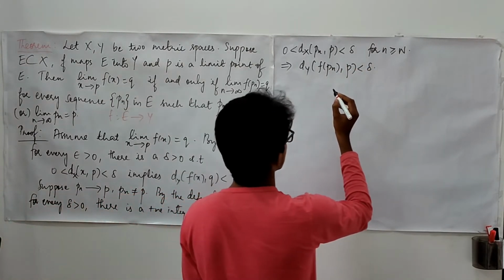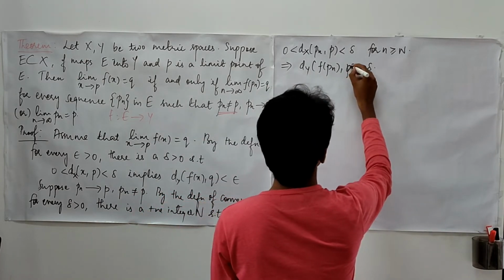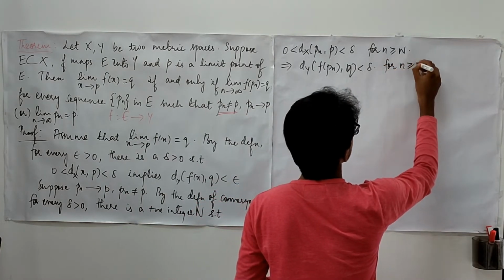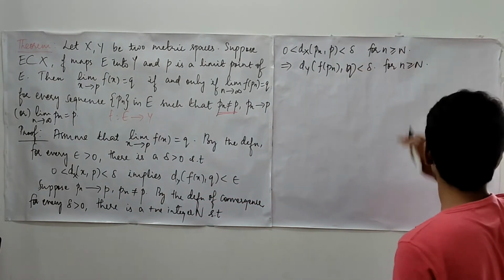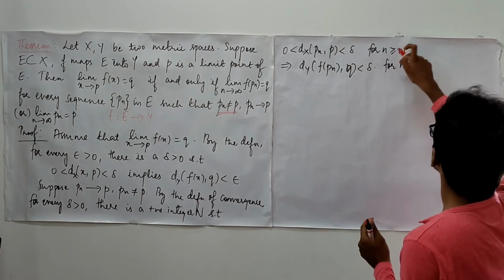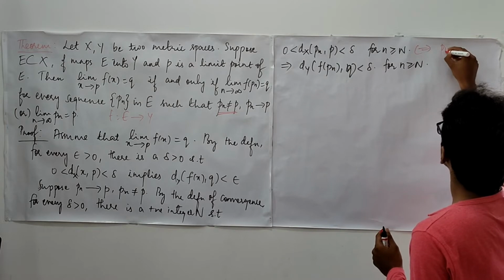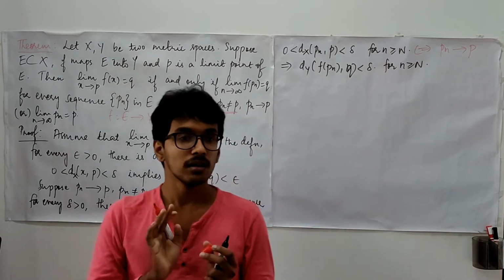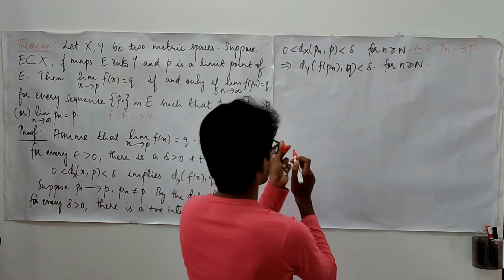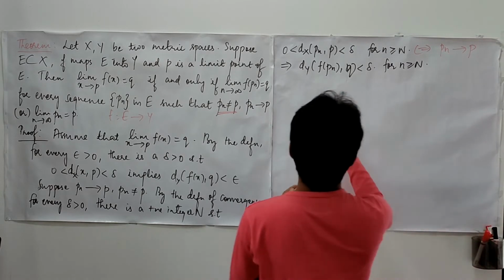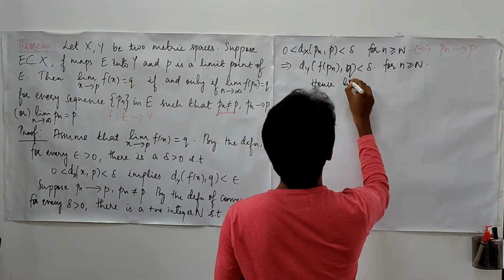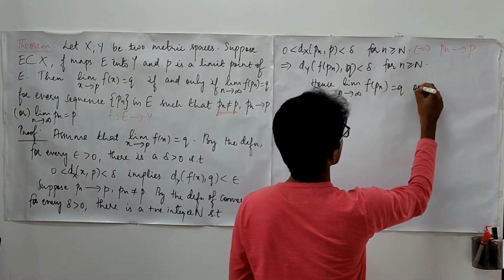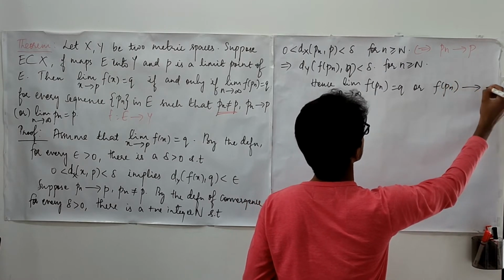Sorry, Q, right? We have Q. And this is true for n bigger than or equal to N. When this is true, we may say this happens if and only if Pn converges to P, or it may be written as limit n approaches infinity, Pn equals P. So this will give you what? Hence, limit n approaches infinity, f of Pn is Q, or you may say f of Pn converges to Q.